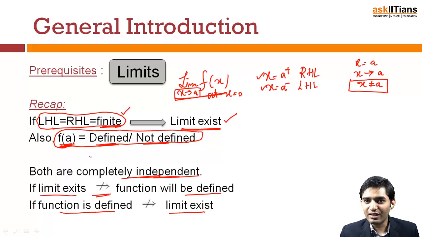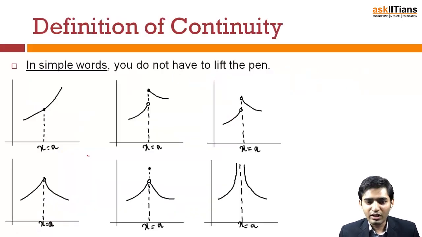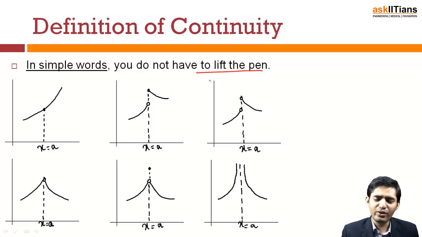Now, what is continuity? To understand this, two terms are very necessary: first is the limit of the function, and the second is the value of the function at a fixed particular point. Now let us understand the definition of continuity. In simple words, continuity is this: if I am drawing the graph of any function and I do not have to lift the pen, then the function will be continuous, otherwise it will be discontinuous.